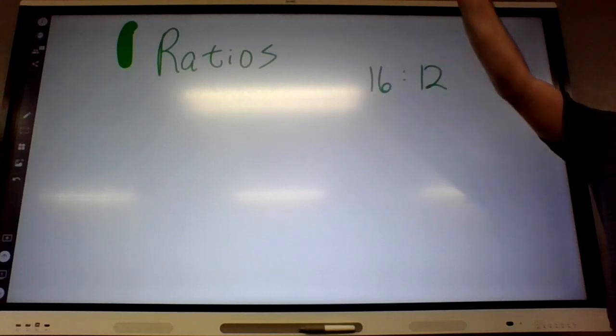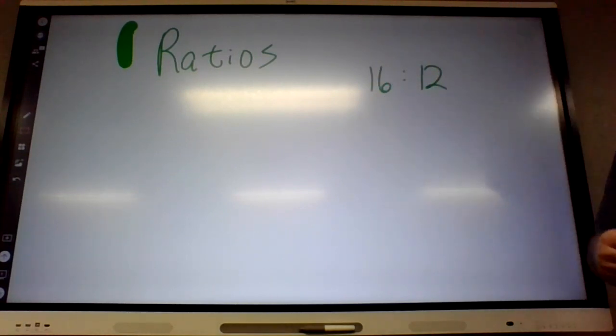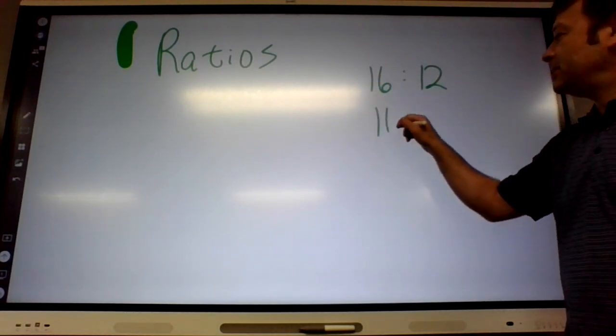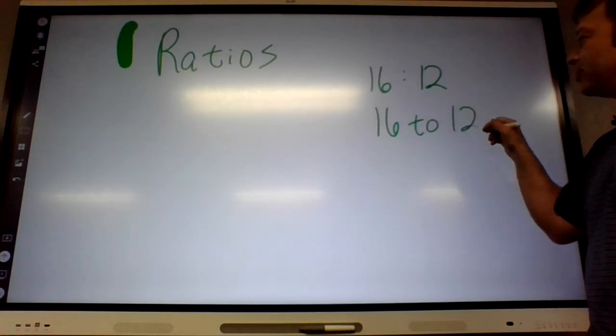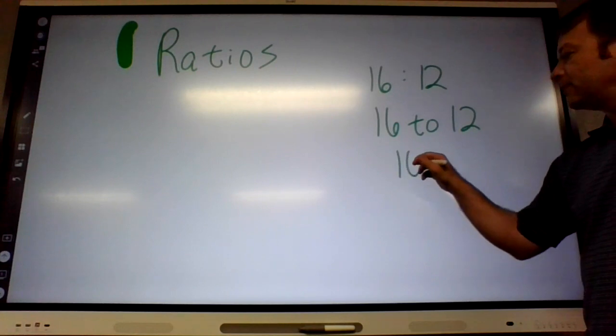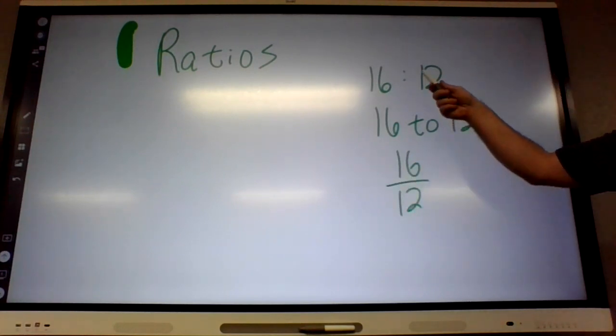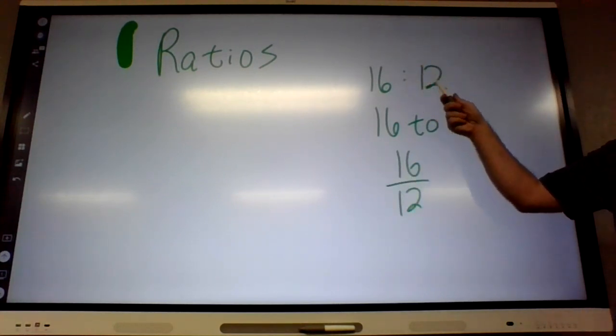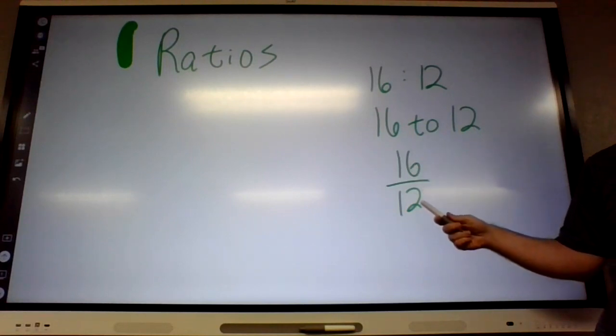What's another way to write a ratio? You guys remember? 16 to 12, and then there's one more way to write it. 16 divided by 12? 16 over 12, okay. But you would say them all the same way: 16 to 12.